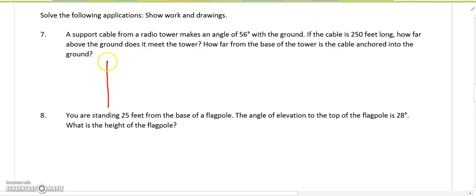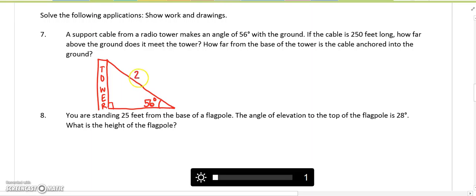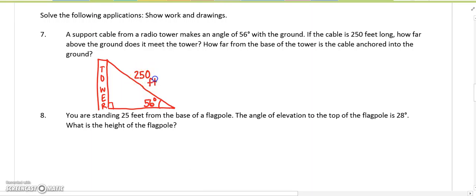I see tower. So there is my tower. A support cable from a radio tower makes an angle of 56 degrees with the ground. So there must be a cable coming down here, and I can see my triangle start to form. It makes a 56 degree angle with the ground, and the cable is 250 feet long. That's this line I drew here. How far above the ground does it meet the tower? And then how far from the base of the tower is the cable anchored? So x and y.